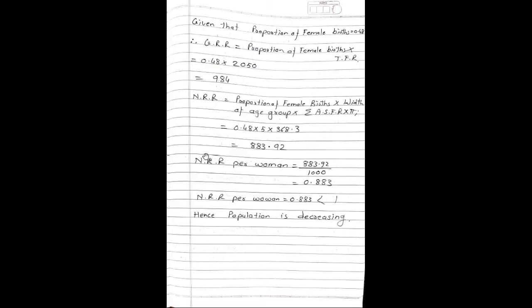Now we will find NRR per woman is equal to 883.92 divided by 1000, which can be written as 0.883. So NRR per woman is equal to 0.883, which is less than 1. Hence, population is decreasing.